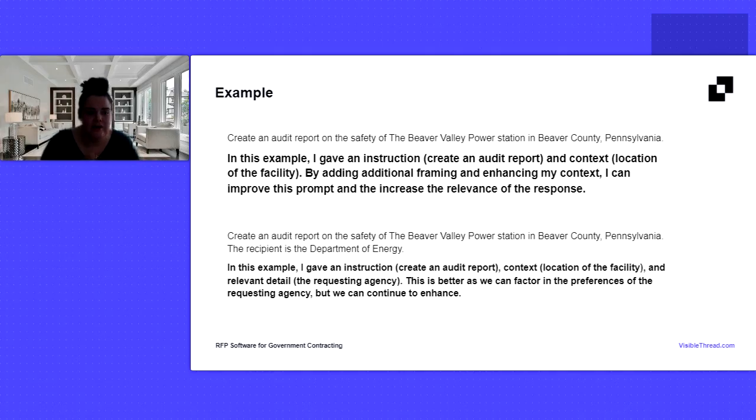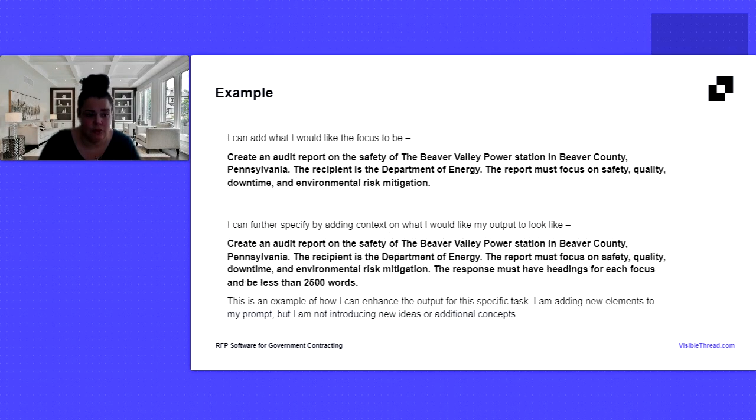So here I have: create an audit report on the safety of the Beaver Valley Power Station in Beaver County, Pennsylvania. The recipient is the Department of Energy. I gave the same instruction, same context, but then I have given my requesting agency. So we can factor in preferences of the requesting agency and then continue to enhance on this. A better version of this prompt would add some focus. Same prompt, same Department of Energy. We want to focus on safety, quality, downtime, and environmental risk mitigation. Now we know where we want the AI to focus and what we need to outline when we're scouring our reference materials.